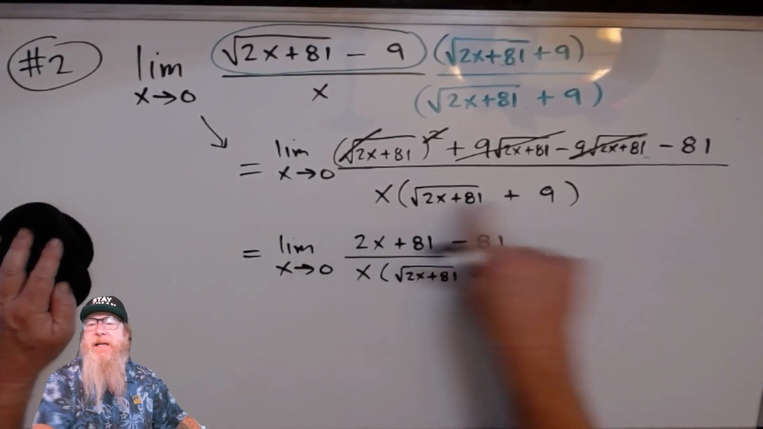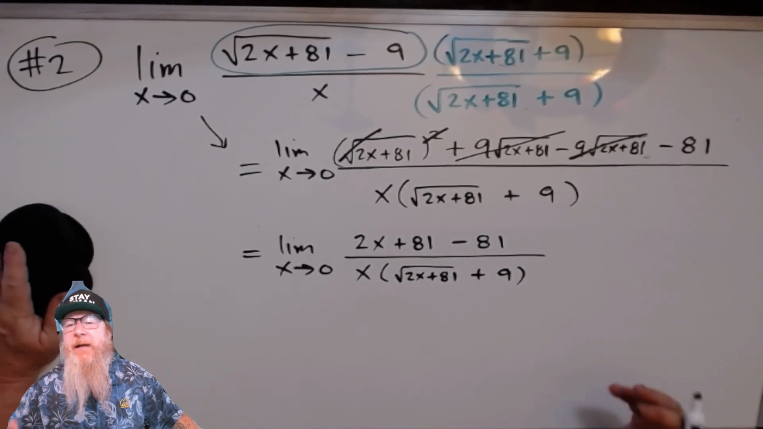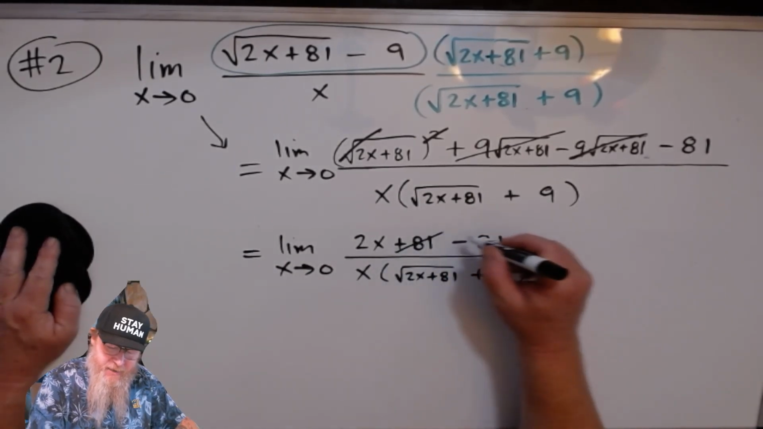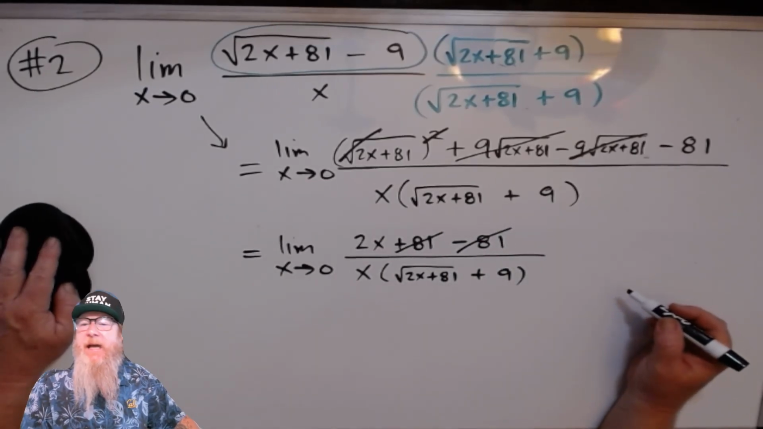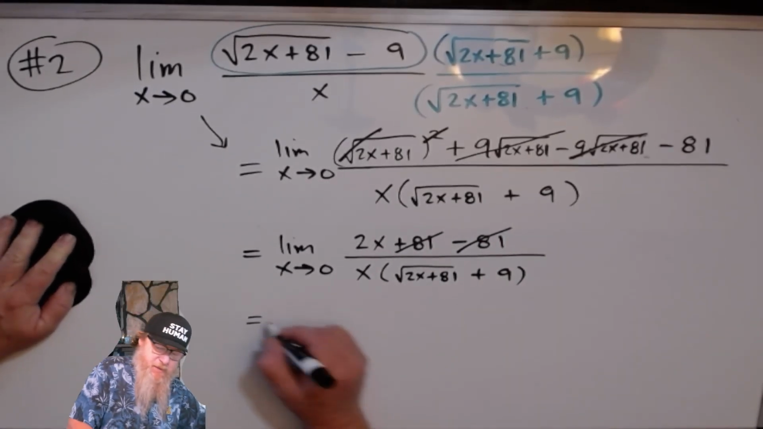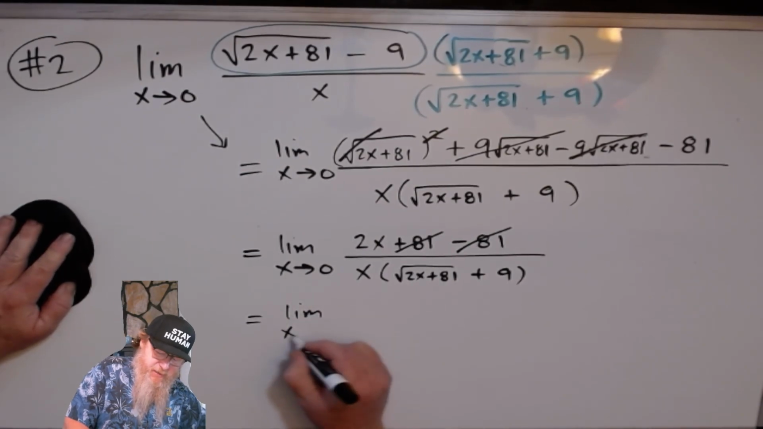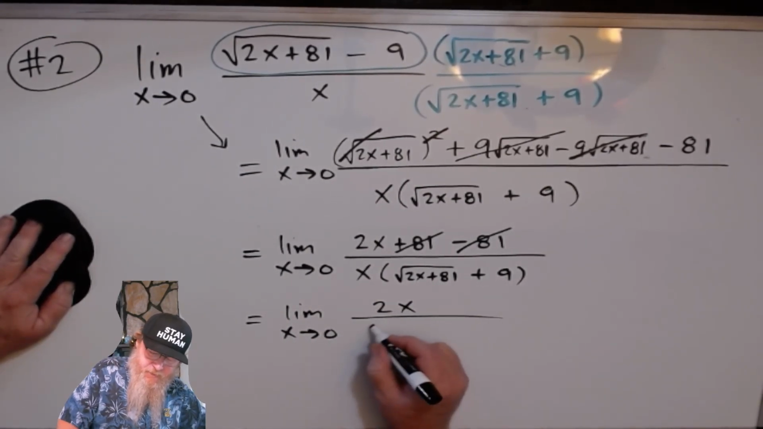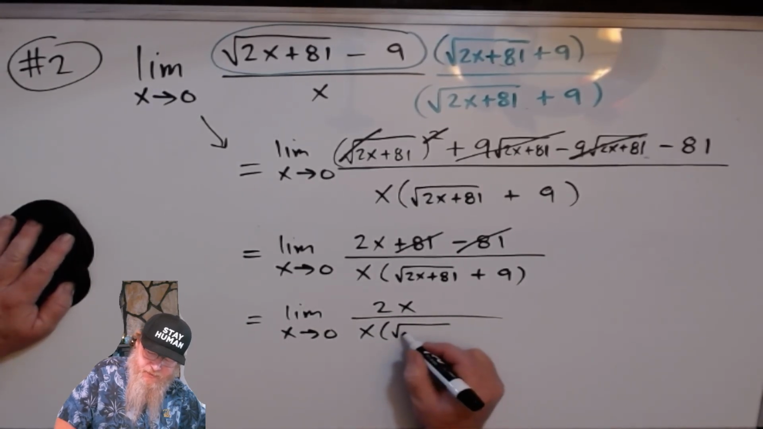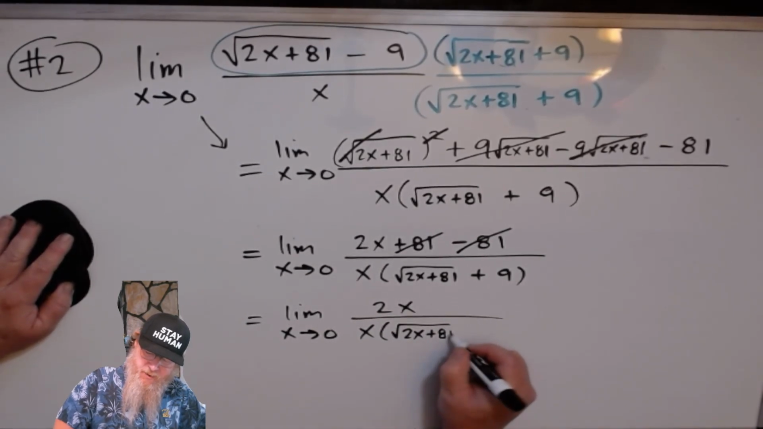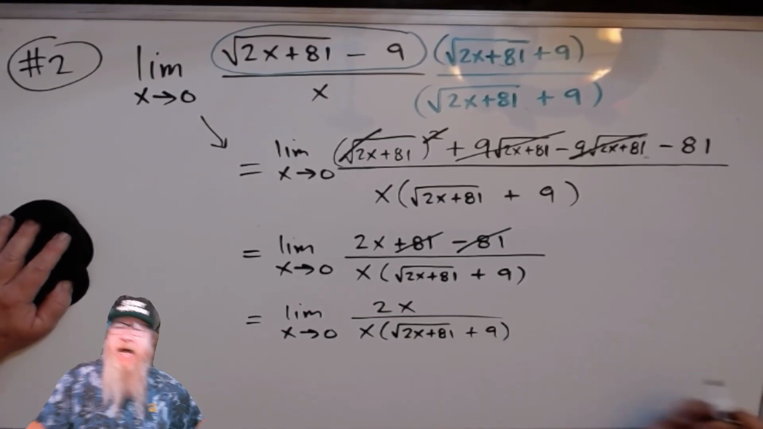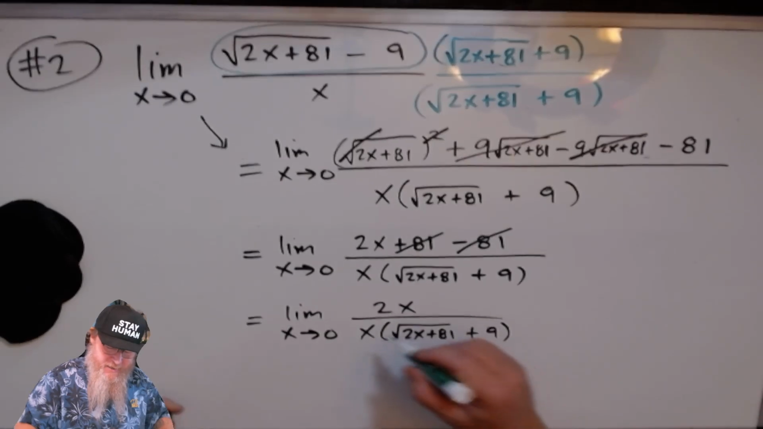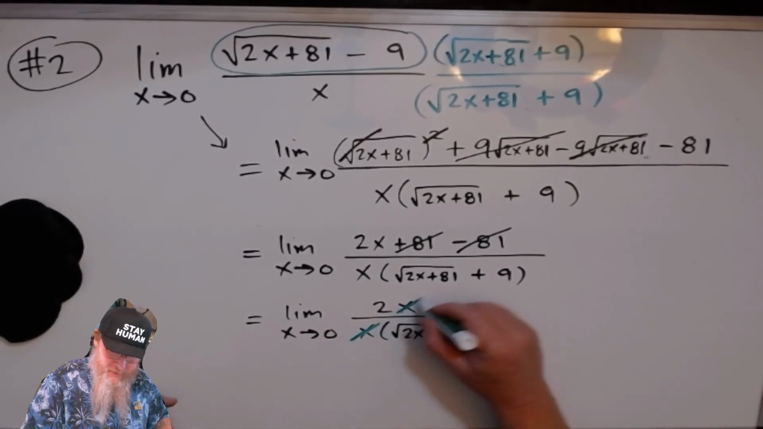That's why I didn't do anything to the bottom. I was hoping that I could get some more canceling. And sure enough, the 81 and the negative 81 cancel. So I get the limit as x approaches 0 of 2x over x times the square root of 2x plus 81 plus 9. And this is the grand finale. The x's are canceling.